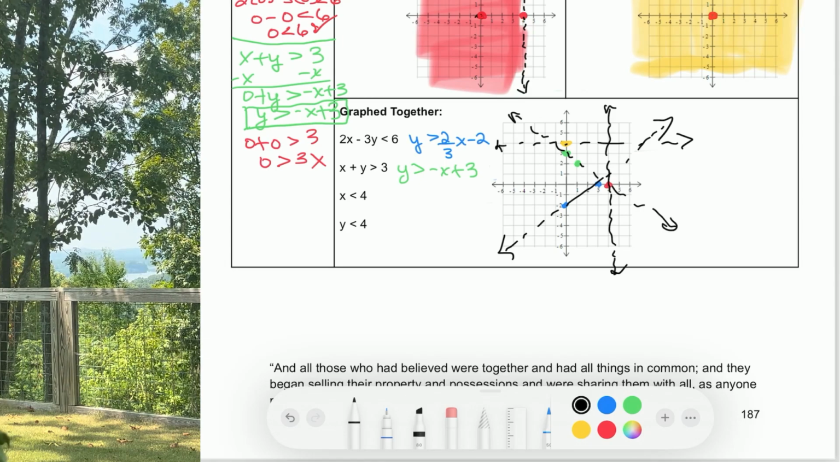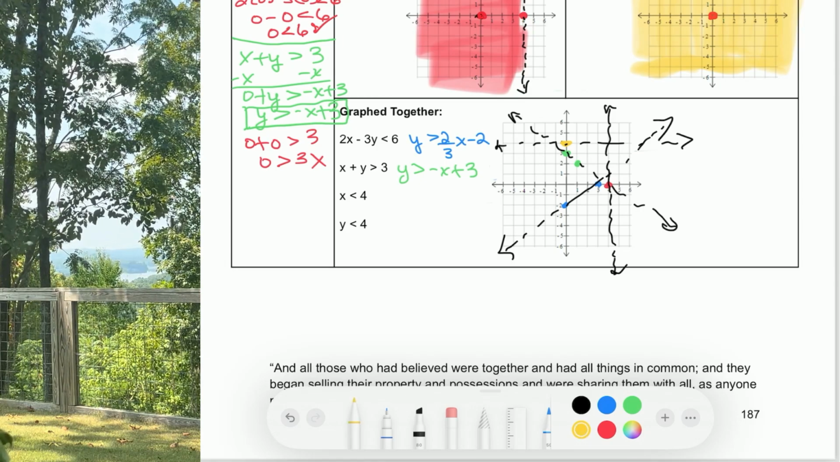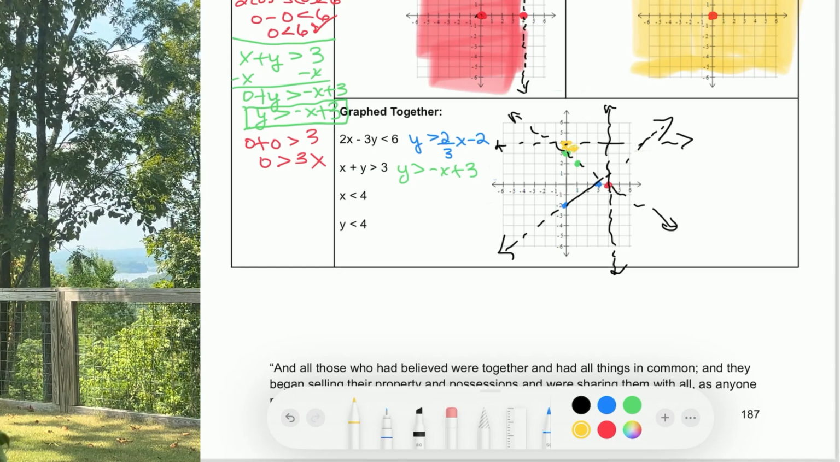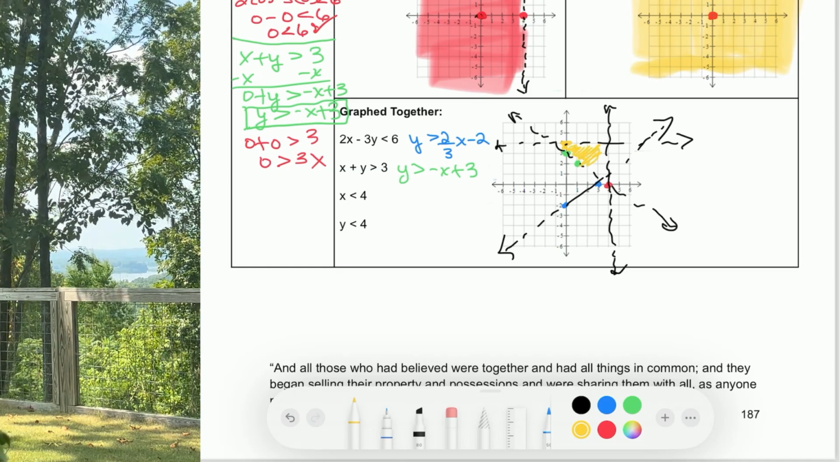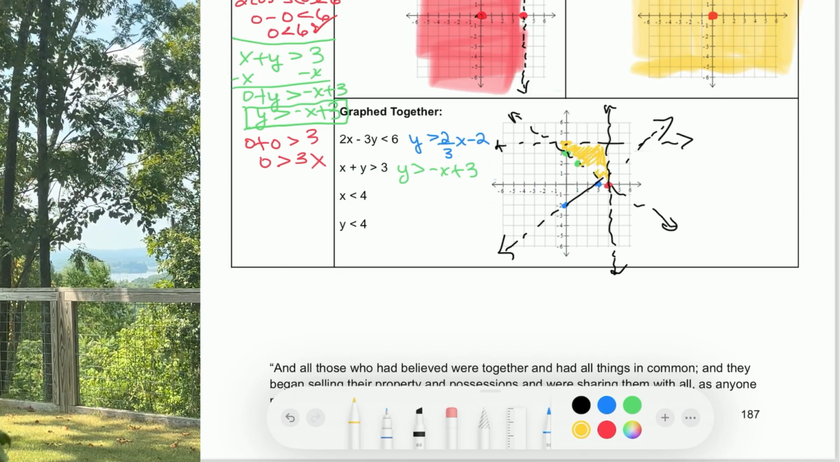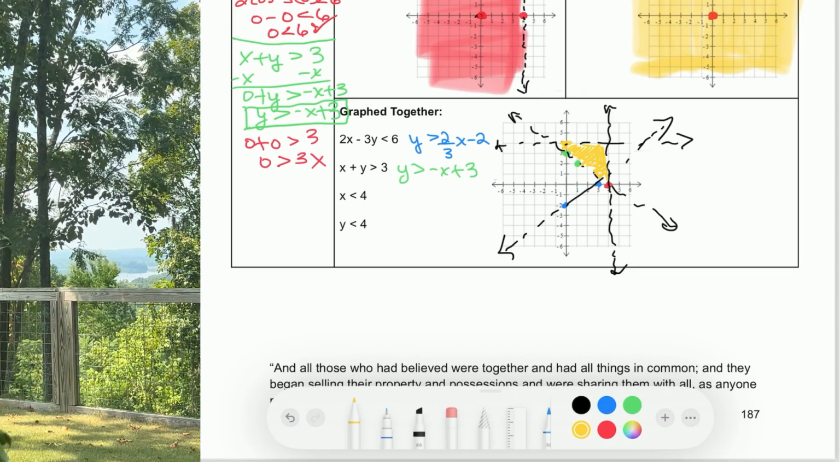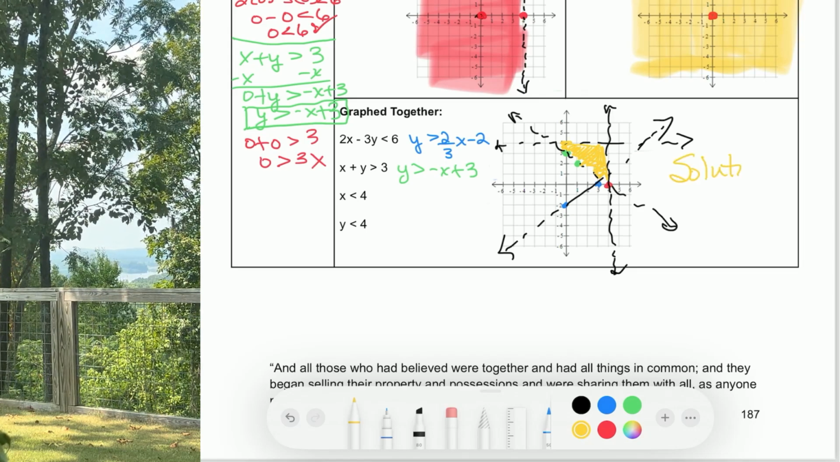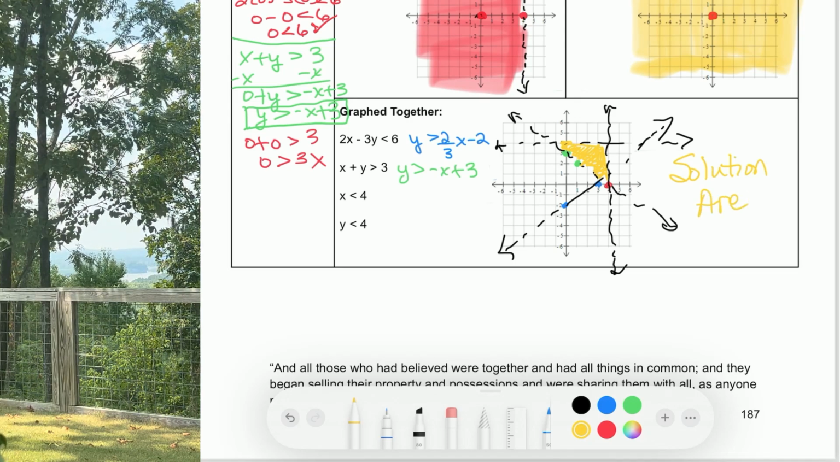So now let's put in our shading. I think I'm going to use the pen this time instead of the highlighter just because it'll be easier to shade just this little area. So the only area is right here in this triangle. So this is our solution area.